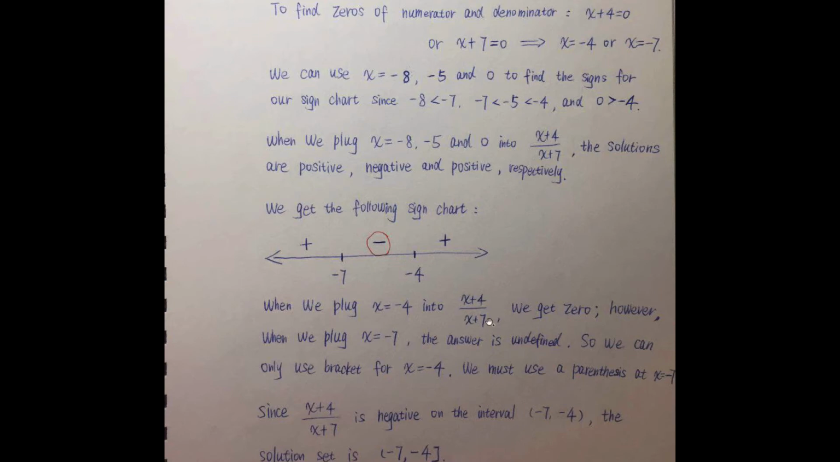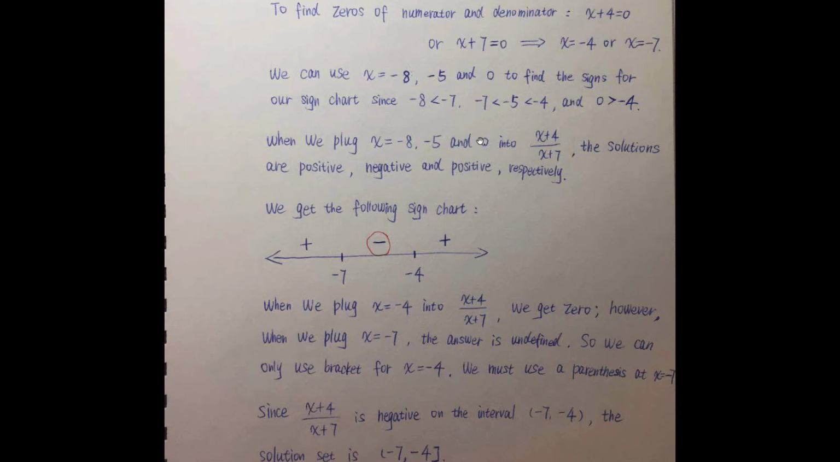Negative 8 plus 7 is negative. Negative divided by negative is positive. And so I know that when I plug negative 8 in, I get a positive sign. If I plug negative 5 in, I get negative 5 plus 4 over negative 5 plus 7. Negative 5 plus 4 is negative. Negative 5 plus 7 is positive. Negative divided by a positive is a negative. So that's why that negative is there.